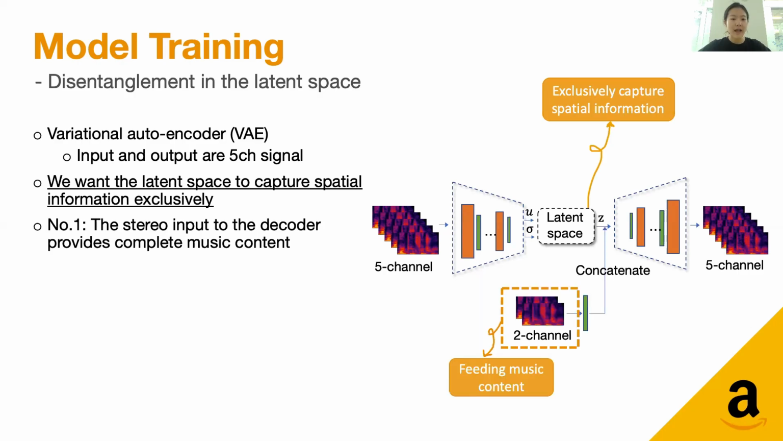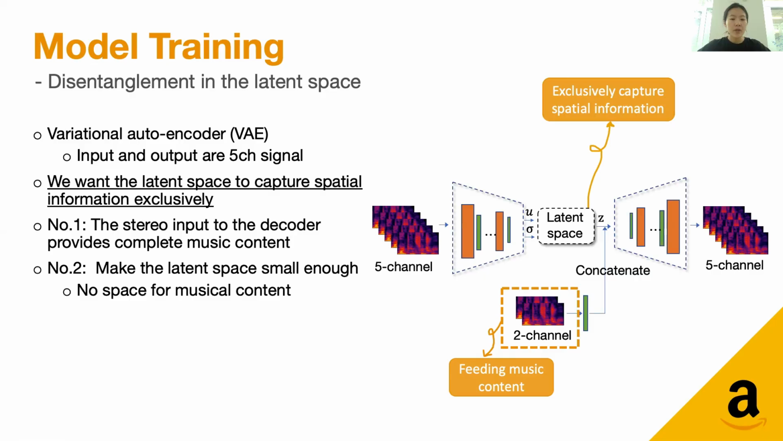First, we provide an extra stereo input to the decoder. If music content and the spatial images are the two basic ingredients for the decoder to reconstruct a 5-channel signal, with all the music content completely provided by this 2-channel input, the only essential information that the bottleneck layer should encode right now is the spatial information.